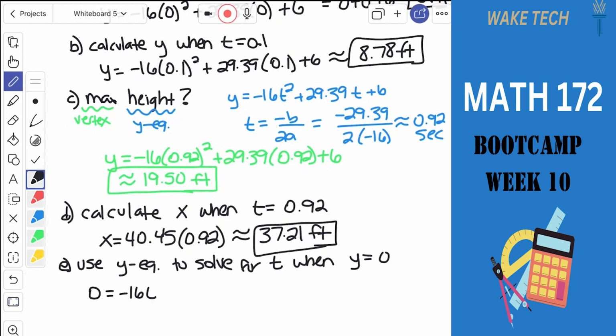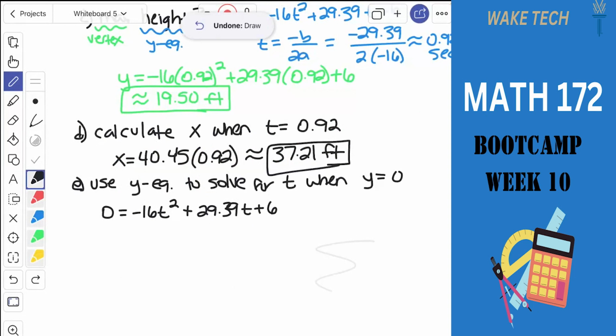So we'll set the y equation equal to 0, and now we can solve for t. Y represents height, so put a 0 there. Then we can calculate t. To solve it, this is a quadratic equation. To solve a quadratic equation, we have two options. The two options we have are factoring or using the quadratic formula.